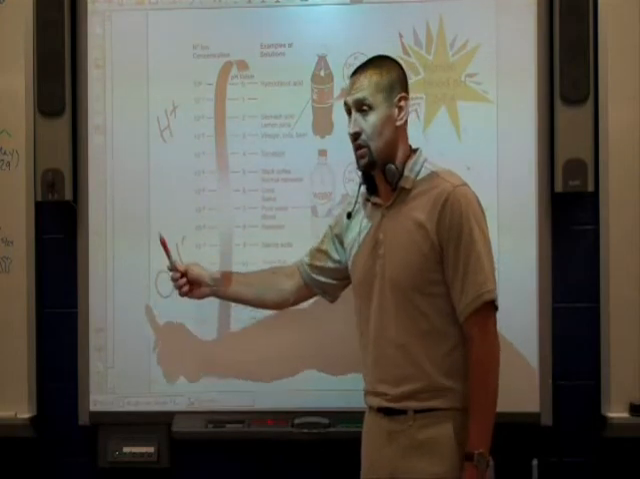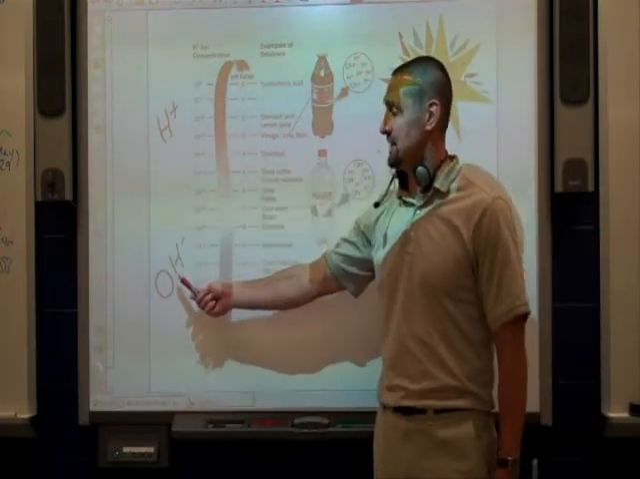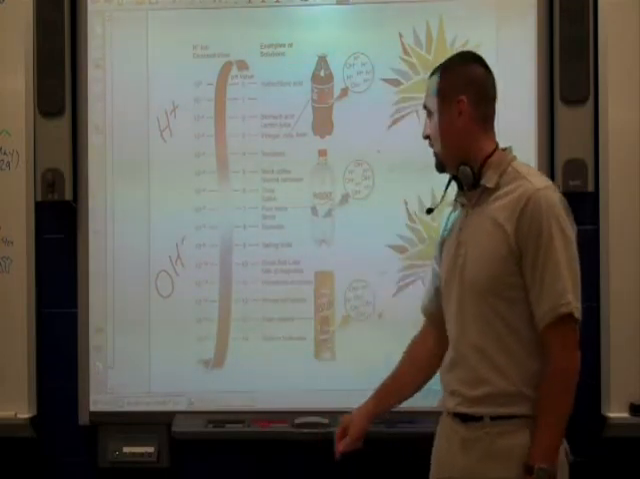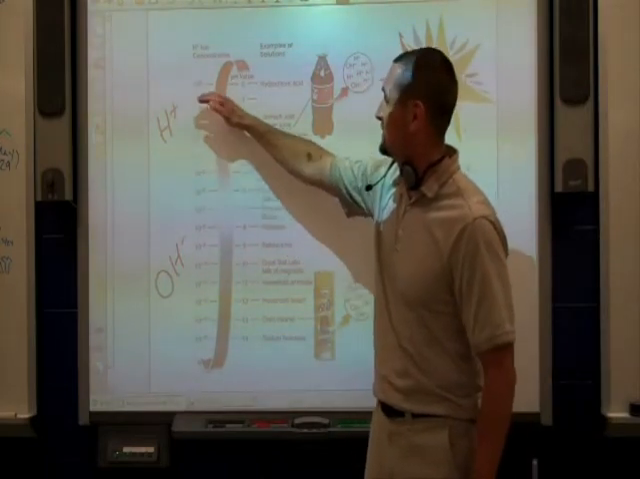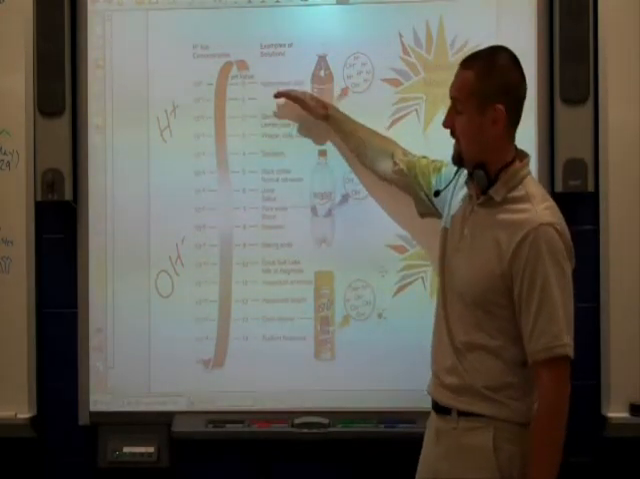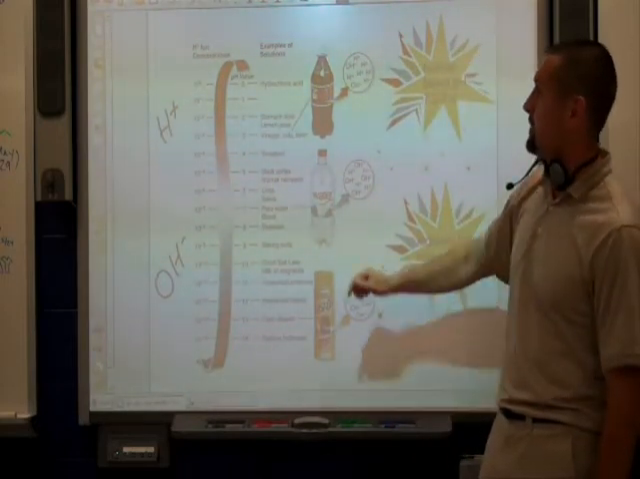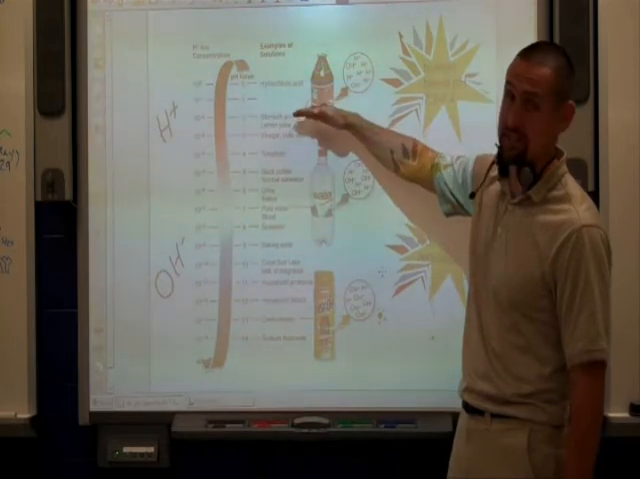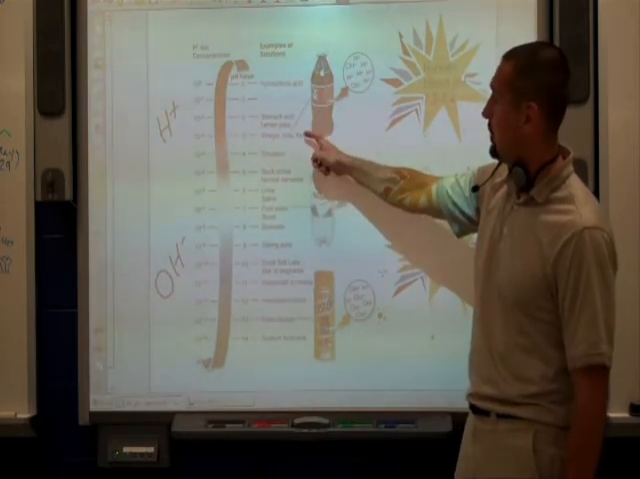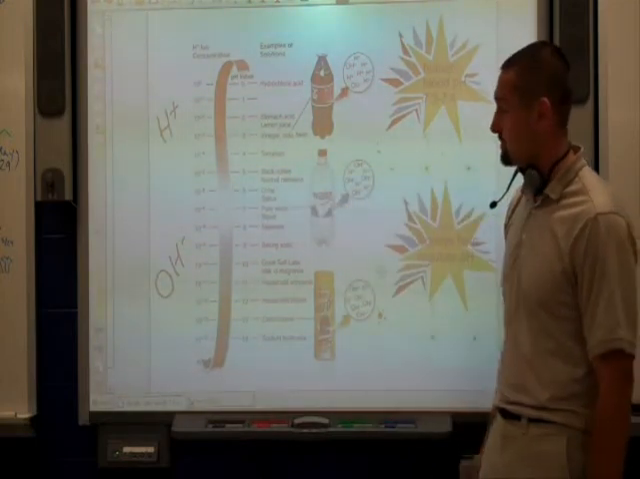H2O is water. That means the same number of hydrogen ions as hydroxide ions in water, so the pH is neutral. But if I have a lot of hydrogen ions, that makes it very acidic, a strong acid. A lot of OHs, that makes it very basic, a strong base. So things like hydrochloric acid, strong. Lemon juice, stomach acid, strong. Even things like cola, tomatoes are a 4, coffee is a 5.